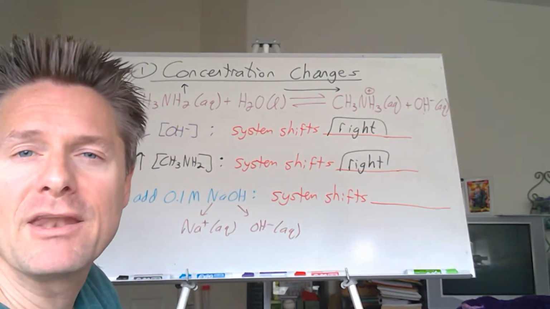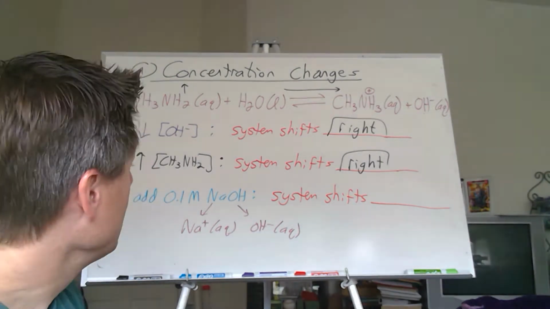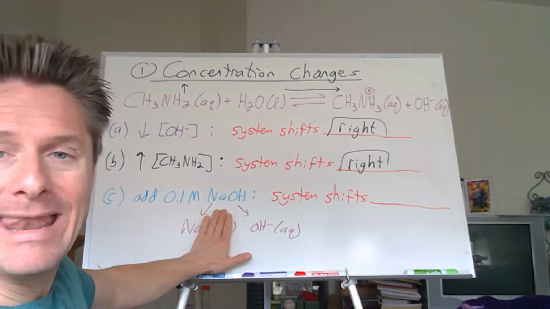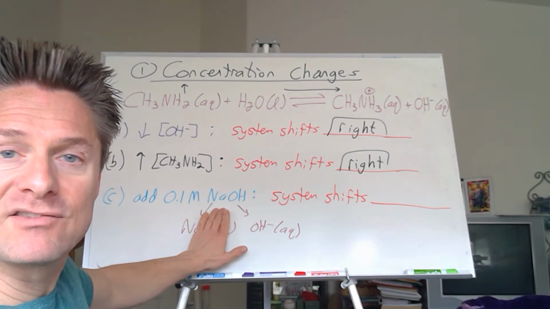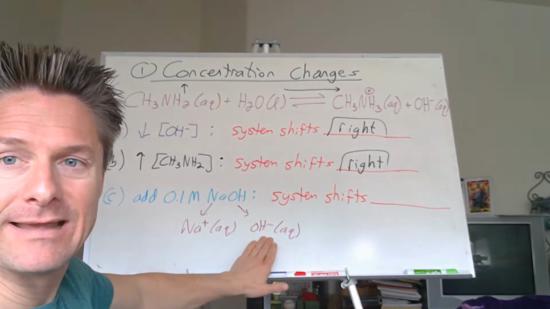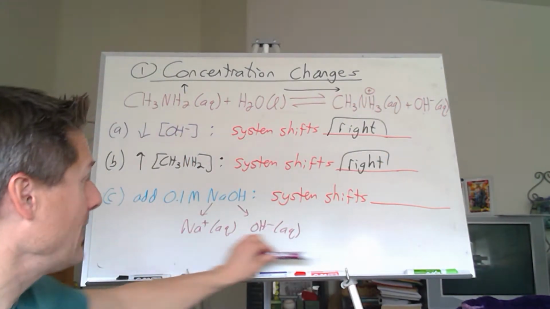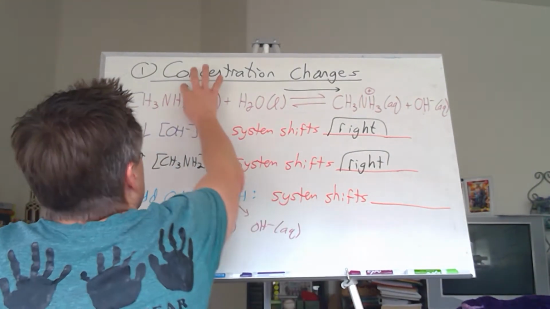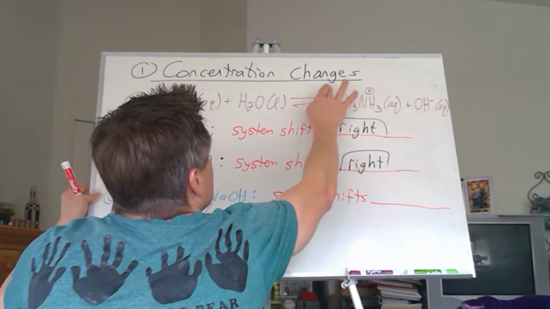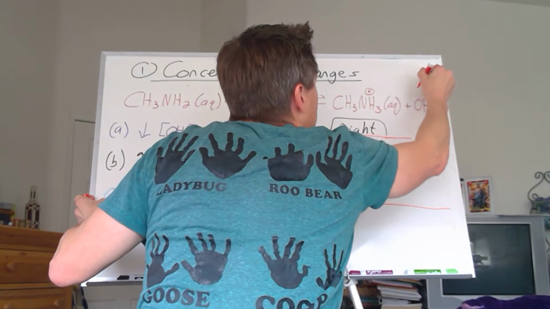There's no sodium ion in there, so that would have no effect on it whatsoever. But it does have hydroxide ion. You see that? So I'm adding a solution that contains an ion that's in the equilibrium system, which means the OH minus, the hydroxide, is going to increase in this case.